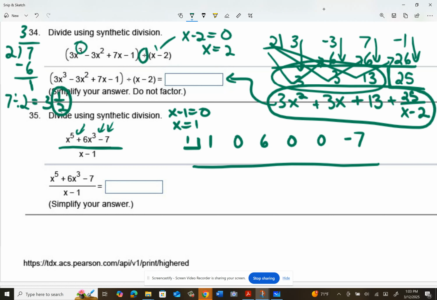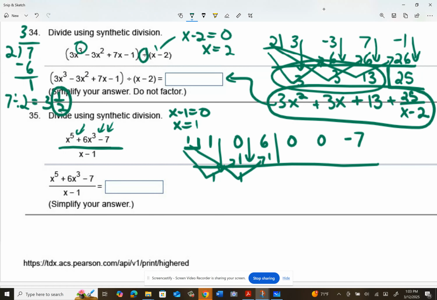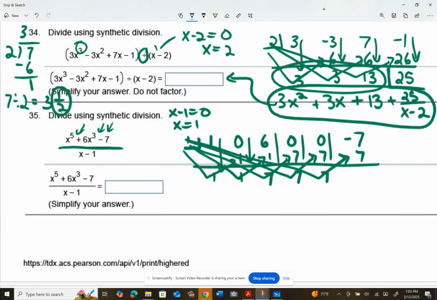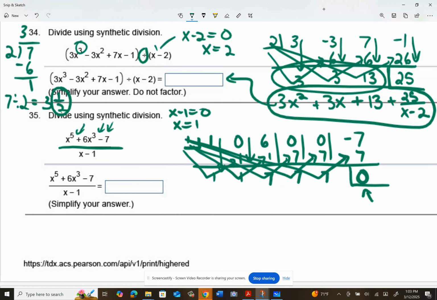So now I'm going to bring down the first number, and then I'm going to multiply 1 by that, get 1, and add straight down. 1 times 1 is 1. So then when I add straight down, I get 7. Now 1 times 7 is 7. Add straight down is 7. 1 times 7 is 7. Add straight down, I get 7. And 1 times 7 is 7. And when I add straight down, I get a 0. All right, this is always your remainder here.